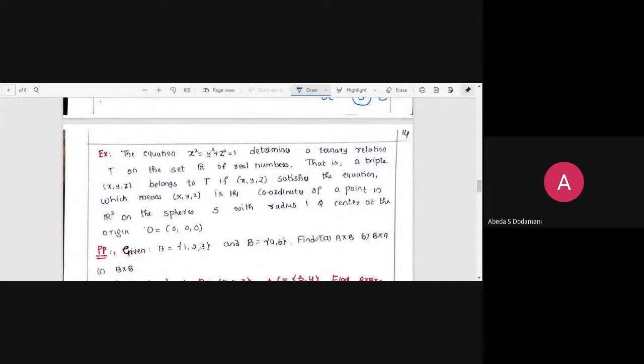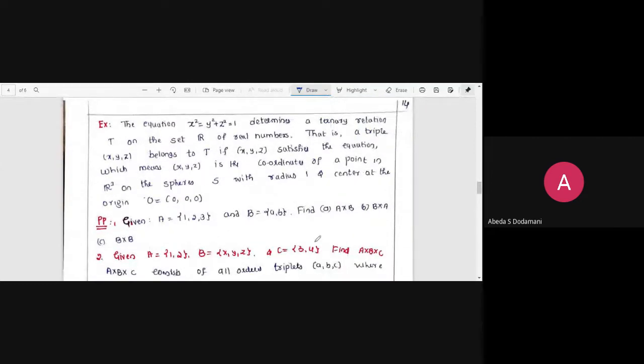Now see this, guys. The equation x squared plus y squared plus z squared equals 1 determines a ternary relation T on the set R, that is real numbers, that is a triple xyz belongs to T if xyz satisfies this equation. So here this is a ternary relation between x and y and z. If x squared plus y squared plus z squared is equal to 1, then only I say that x and y and z are related.